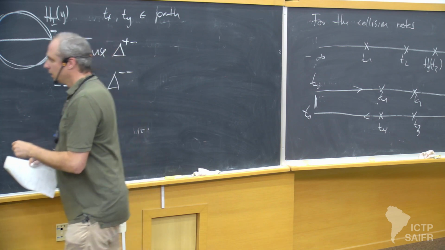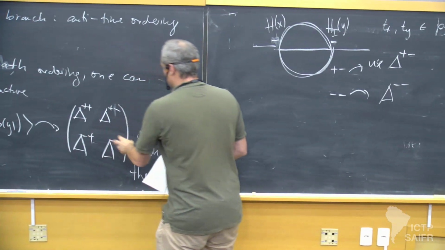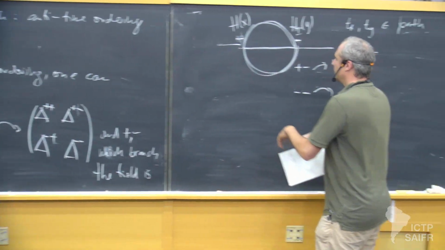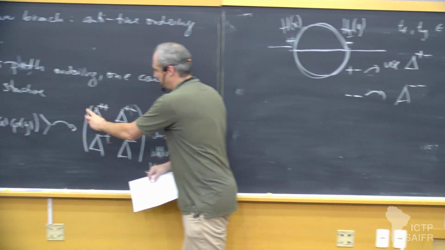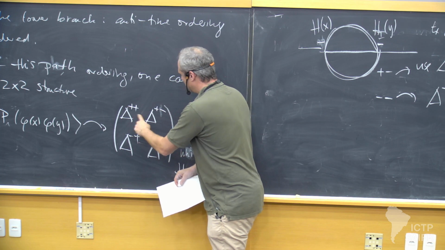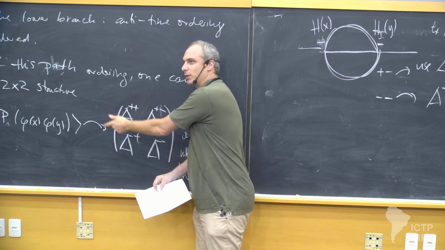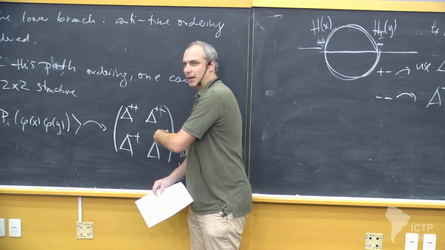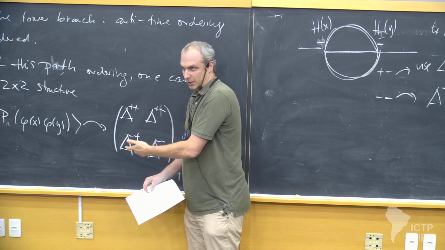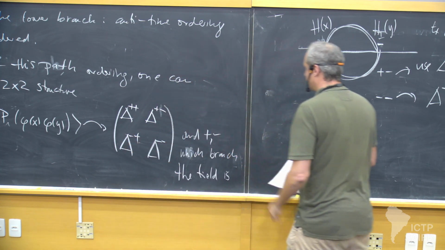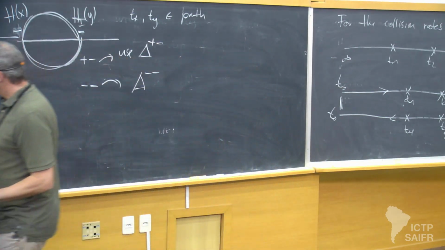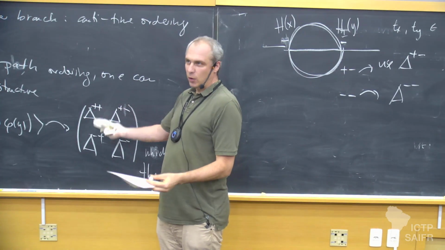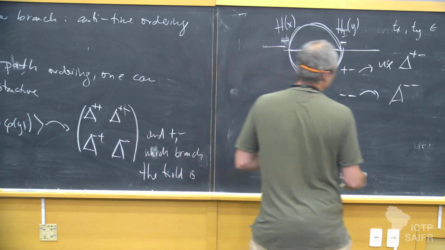So this 2x2 structure is just introduced such that this diagram, in the end, is just multiplication. Because multiplication will keep track automatically that always the plus ones are contracted with the plus ones and the minus ones with the minus ones. So it's just a bookkeeping device. But in the end, if we want to make progress, of course, we have to calculate these, which are our propagators of the system.